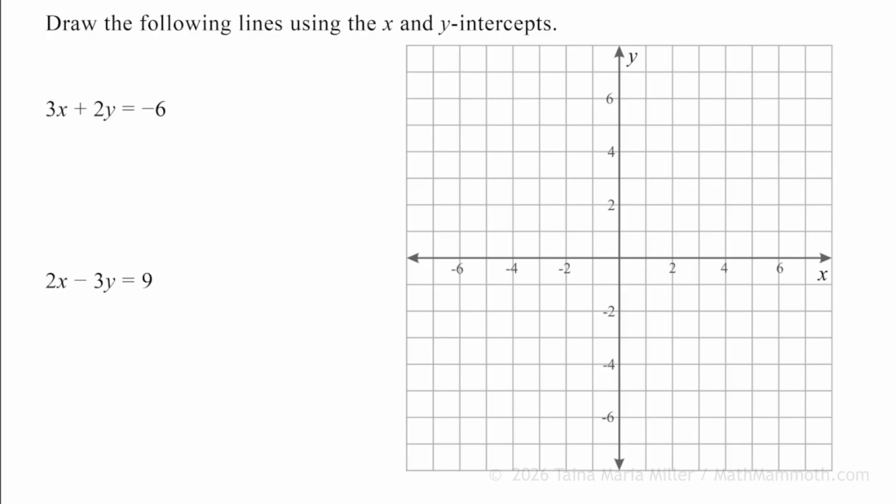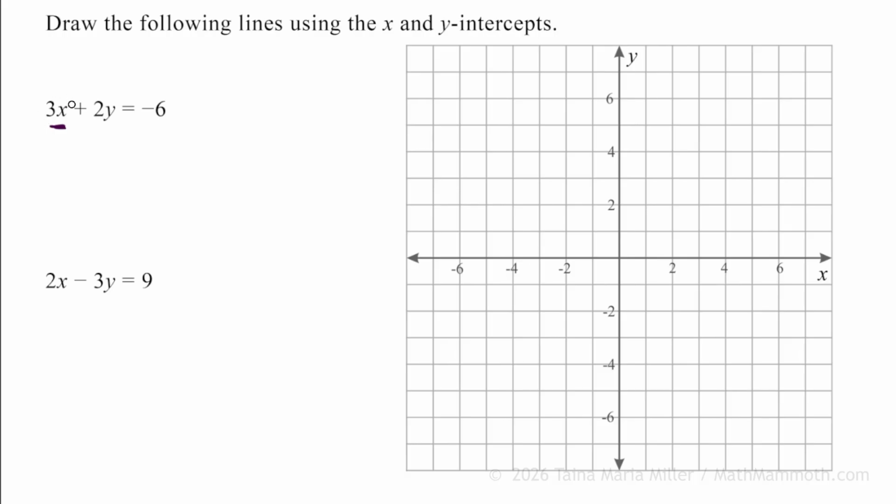Okay, the x-intercept is where the line crosses the x-axis, right? And that is where the y-coordinate is 0. And vice versa, for the y-intercept, we have the x-coordinate 0. So what I will do is set x to 0 in this equation. If x is 0, then I will find the y-intercept. And if y is 0, then I will find the x-intercept.